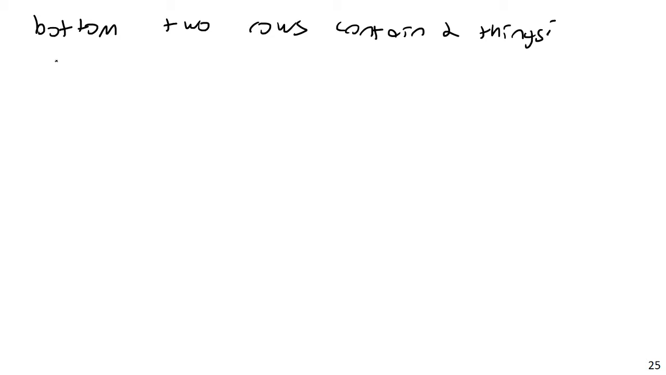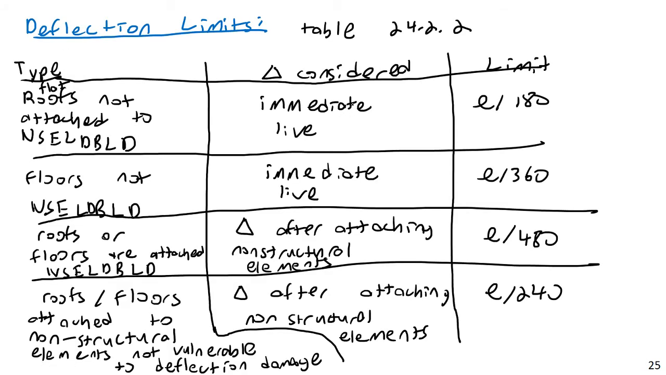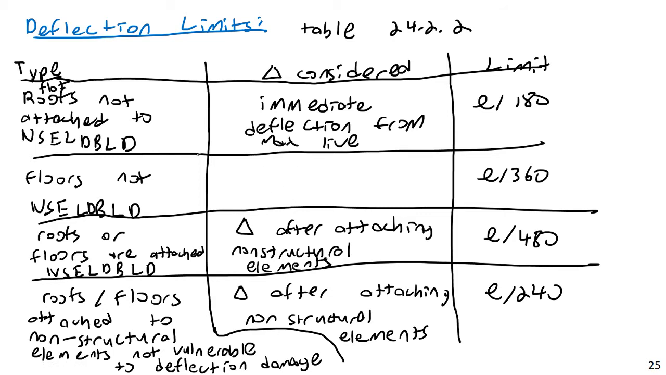One, and I should say this is delta considered immediate deflection from max live load. And the same thing, immediate deflection from max live. It's not just live load, but immediate deflection from max live. And I really want to parse this next one critically.